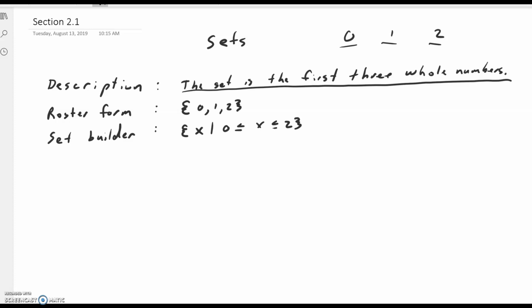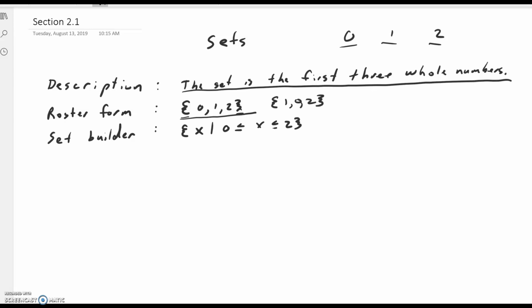Roster form is kind of like just writing all the elements down, but we use this little curly brace bracket thing to delineate that it's a set. So the set of numbers 0, 1, and 2. This would be roster form. You use the set bracket notation and you simply write down all the elements of the set. Again, order doesn't matter, so could you do this in roster form in a different way? Sure. You could write down the set that contains 1, 0, 2, and it's the same set.